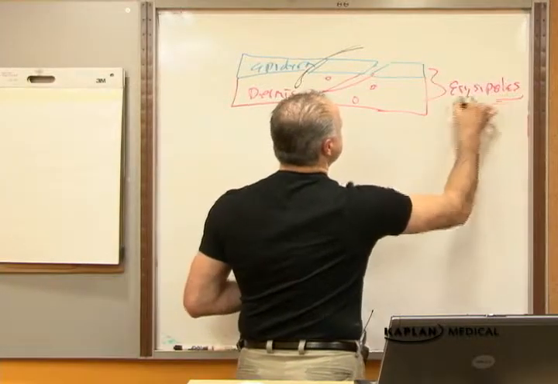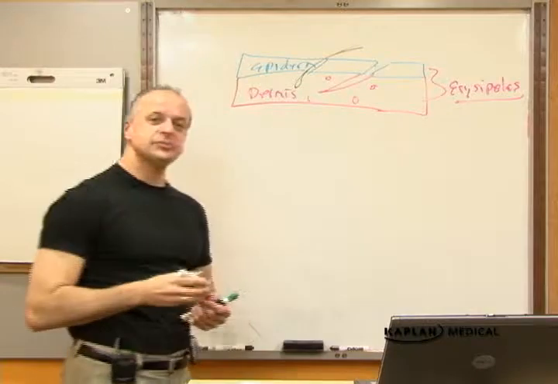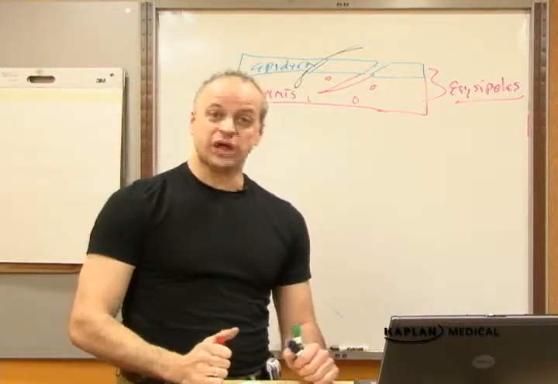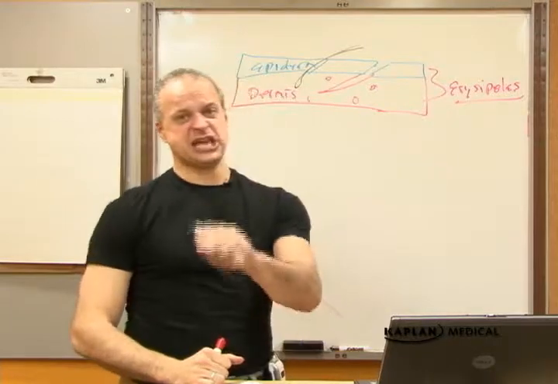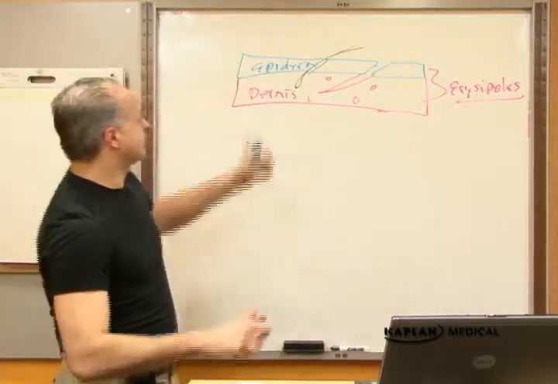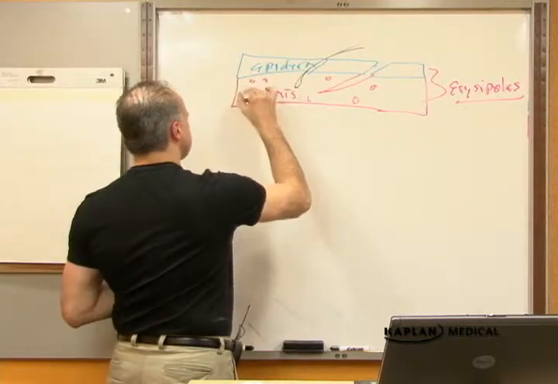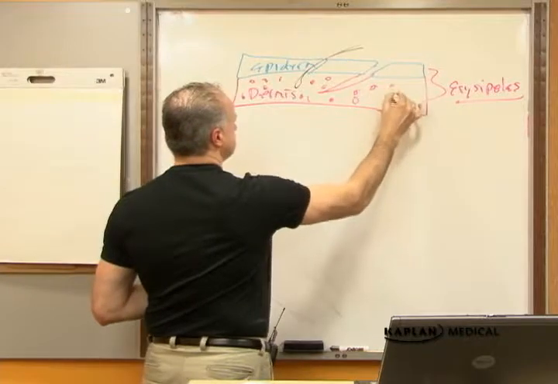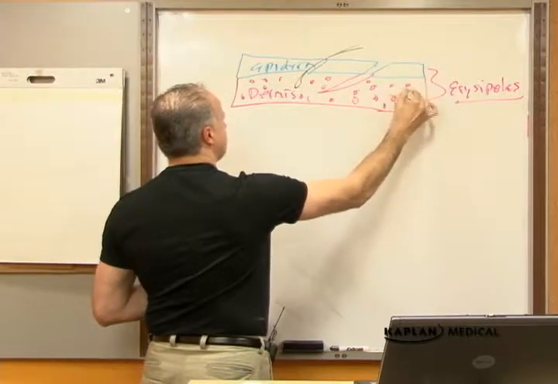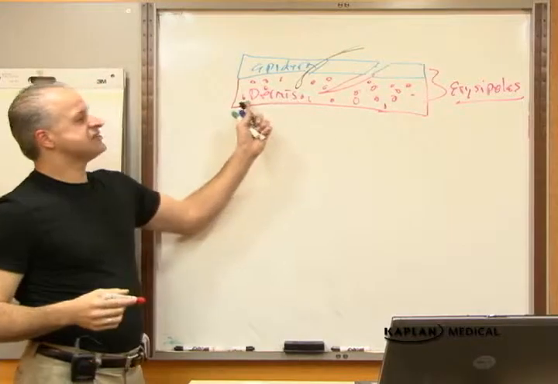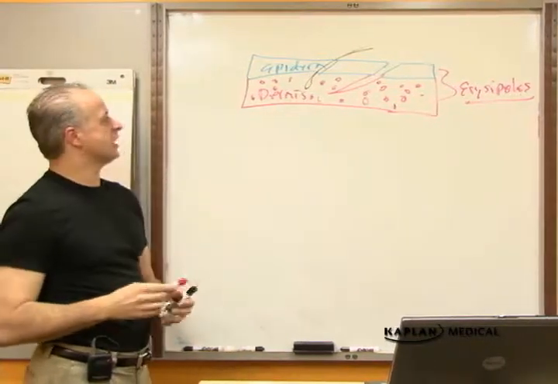that's erysipelas. And erysipelas is extremely bright red, hot, warm, and tender. Erysipelas, bright red, hot, warm, and tender, is because it involves these dermal lymphatic channels.